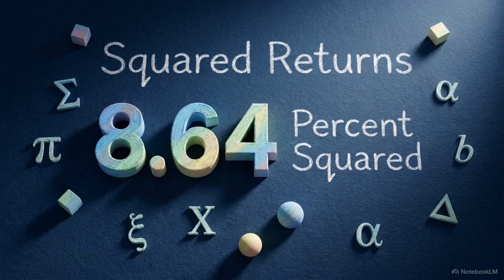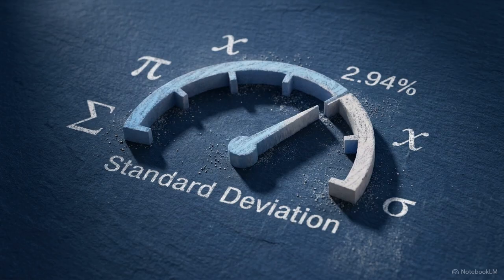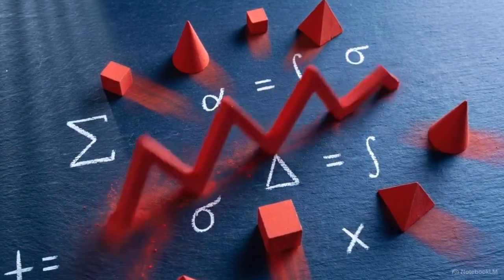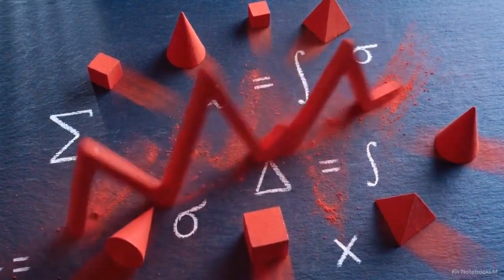Because these numbers are squared, the resulting value is in different units than the original data, which makes it difficult to interpret. Standard deviation provides the solution. Taking the square root of the variance returns the metric to its original percentage format. This final number represents the baseline metric for isolated asset risk. Standard deviation summarizes historical volatility into a single percentage, showing exactly how much an asset's returns typically fluctuate.